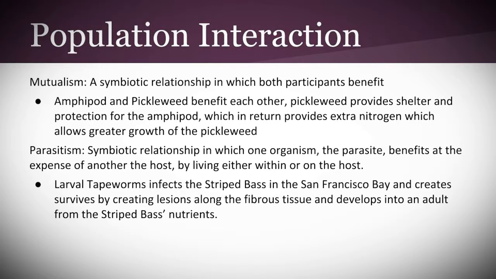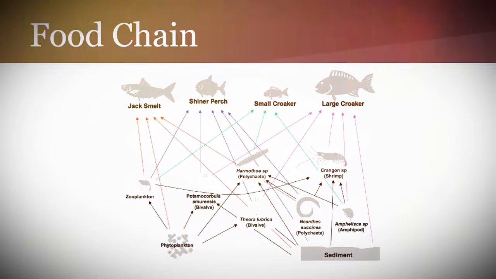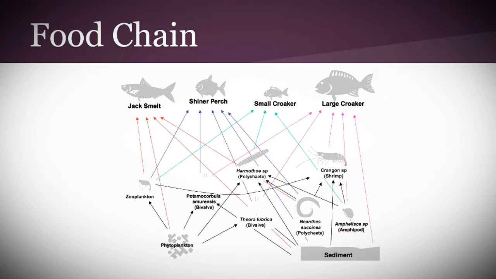Another example would be parasitism, a symbiotic relationship in which one organism, the parasite, benefits at the expense of the other, the host, by living either within or on the host. An example of this would be larval tapeworms, which infect the striped bass in San Francisco Bay. They survive by creating lesions along the fibrous tissue of the bass, and they develop into adults from the striped bass's nutrients.